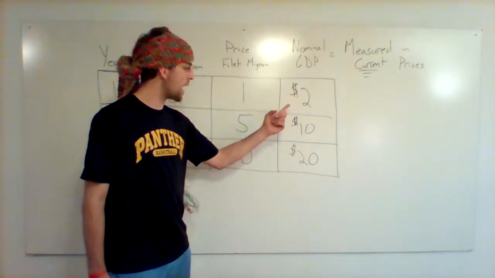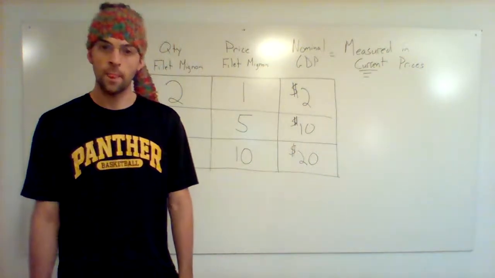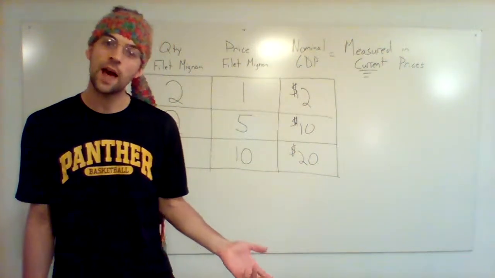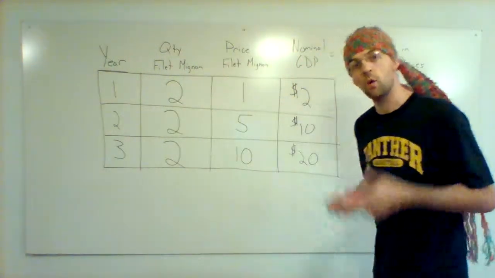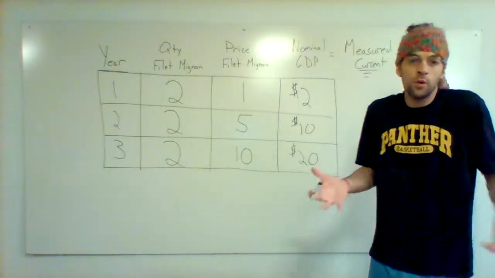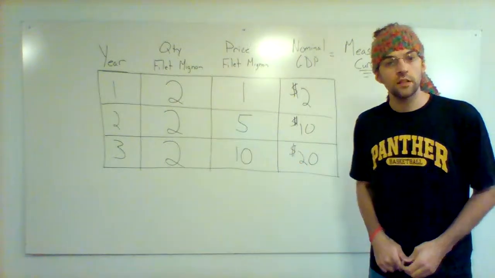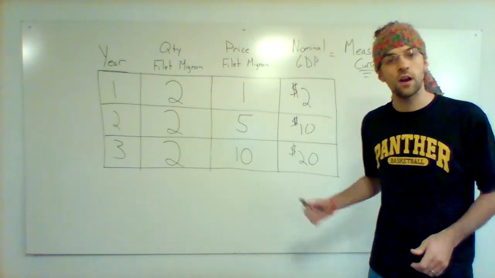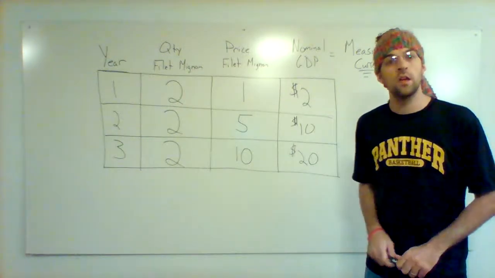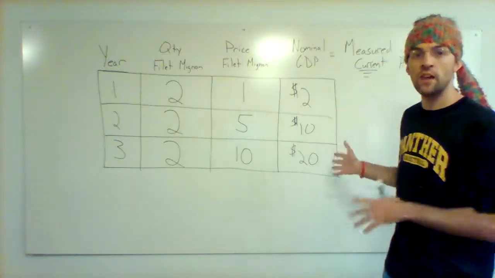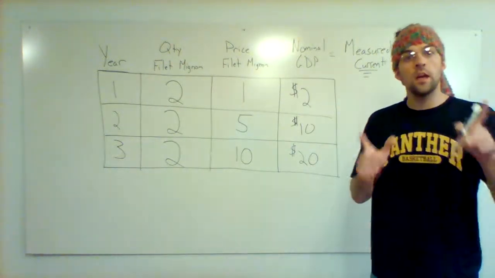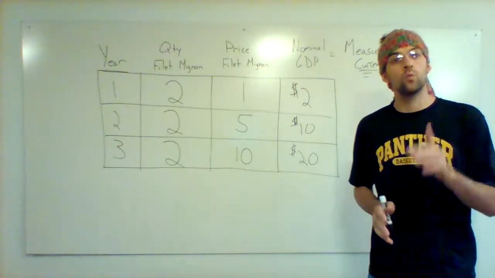But look what happened to our nominal GDP. The question I have is, why did that happen? Why did nominal GDP go up if, in fact, we didn't produce any more filet mignon? The only reason we have a higher nominal GDP is because that price went up. Now, so this is kind of a little flaw with nominal GDP. In a second, I'm going to show you how to calculate real GDP.